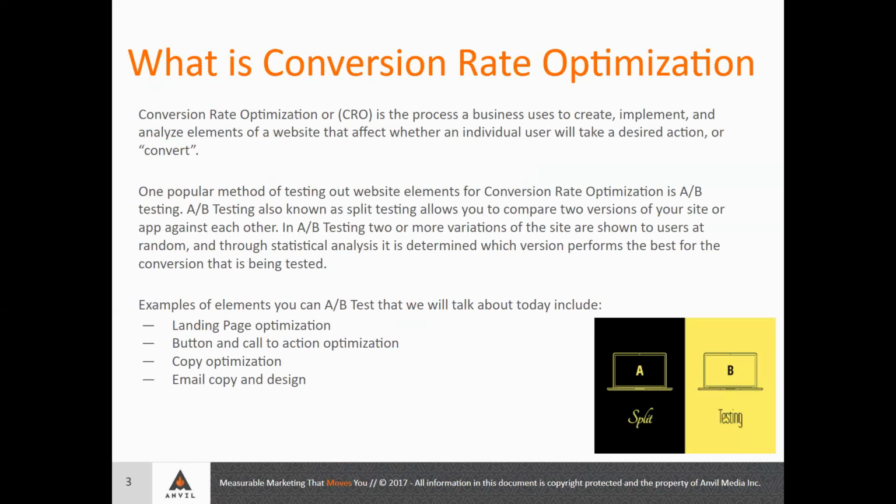A/B testing, or split testing, allows you to compare two or more versions of the site or app against each other, and use statistical analysis to determine which version performs the best for the conversion that is being tested out. So examples of elements, like I already said, that we will be talking about today: landing page optimization, button and call to action optimization, copy optimization, and email copy.